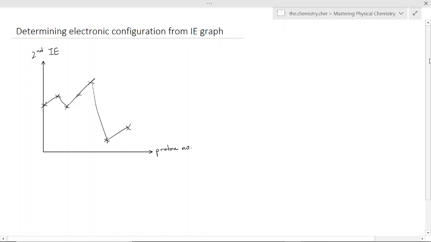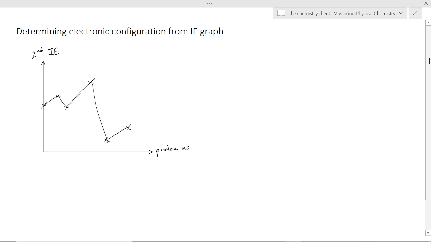Hi everyone, in this video we are going to talk about how we can determine the electronic configuration from the IE graph of successive elements. Please note that you should not confuse this with the successive IE graph. They have very different explanations. So I presume you know the concepts behind plotting the IE graph of successive elements.